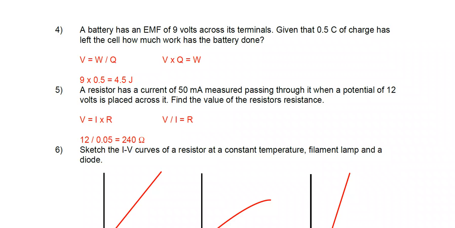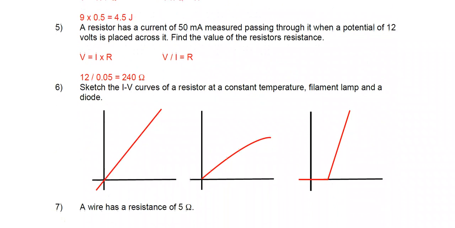Number 5, a resistor has a current of 50 milliamps flowing through it, measured passing through it, and with a potential of 12 volts placed across it. What's the value of the resistance of the resistor? Well, V equals IR, so V over I equals R. 12 divided by 0.05, I get 240 ohms.